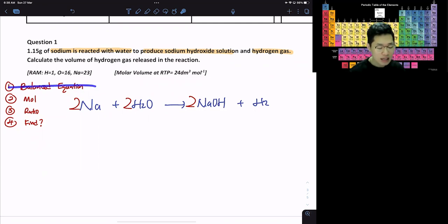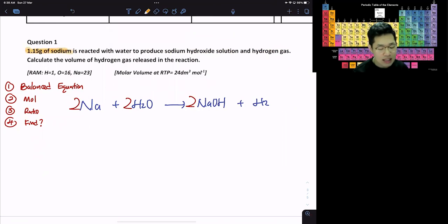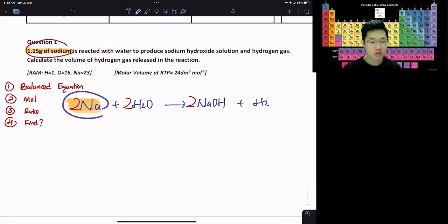So the next thing is calculating number of mole. How to find mole? Which one do I have to find? There are so many things here. This is what you have to do next. From the questions, I will find the number given. There's a number given here, and this number is for sodium. Where is sodium? Sodium is here. So I will highlight it or circle it out, so I know this is the number given.